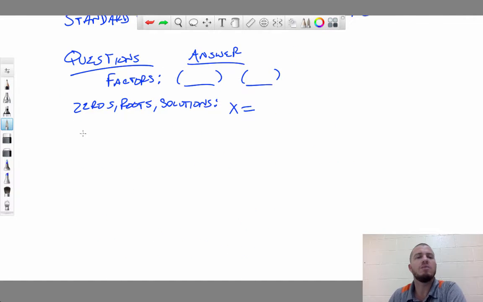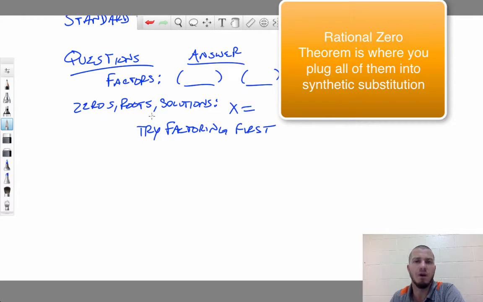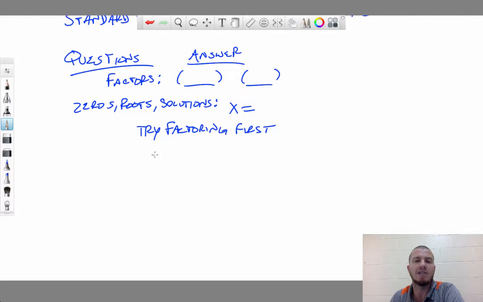You should always, when you're looking for the zeros, the roots, or solutions, always be trying to factor first. You only go to the rational root theorem or the rational zero theorem as your last resort. And the question is going to tell you to list the possible rational zeros for those and then find all the zeros. It's going to give you that hint. That's when you need to do it.